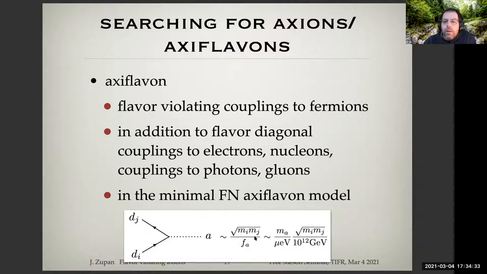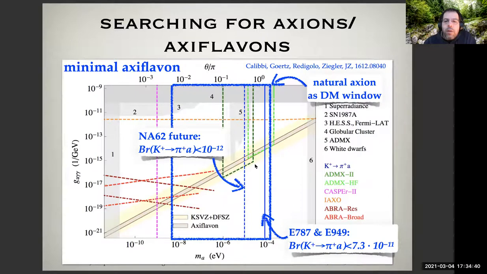In addition, it also predicts the flavor diagonal couplings. So now we can put everything on one slide and compare really all the flavor diagonal and flavor violating couplings. What's plotted here is the mass of A, so the axion mass, in the usual plot where we have the coupling to the photons of the axion. Up here is the mass of A converted to the decay constant.